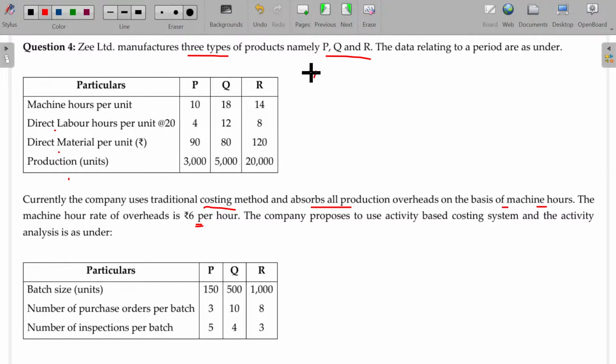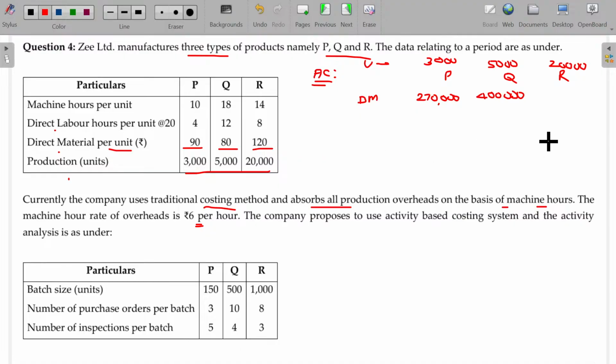Under traditional costing, or absorption costing, not ABC, for P, Q, R, the number of units is 3,000 units, 5,000 units, 20,000 units. And direct material is 90 rupees per unit for 3,000 units, which is 2,70,000. Here 80 into 5,000, 4 lakhs. 20,000 into 120, 24 lakhs.